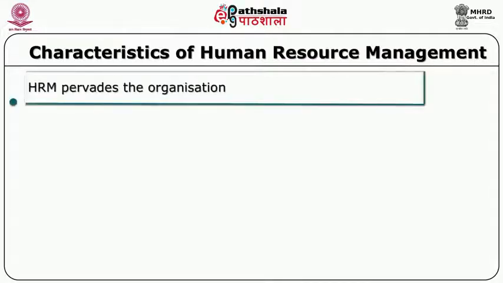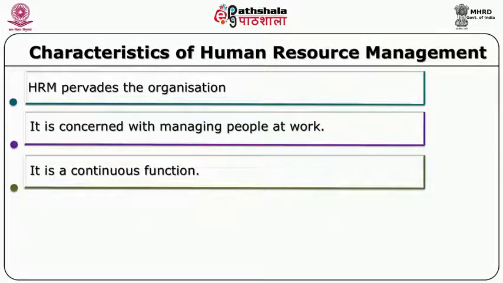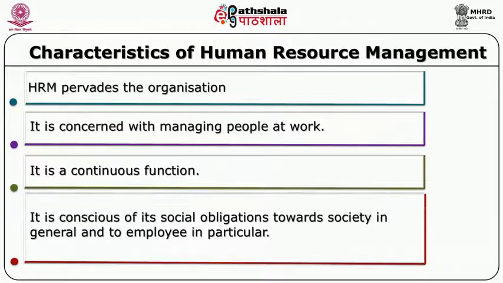The first characteristic: human resource management pervades through the entire organization, right from the human resources working in the housekeeping section to the managerial level. The second characteristic: it is concerned with managing people at work. The third characteristic: it is a continuous function, as the goal of the organization is to achieve its objectives. The fourth characteristic: it is conscious of its social obligations towards society in general and to employees in particular.